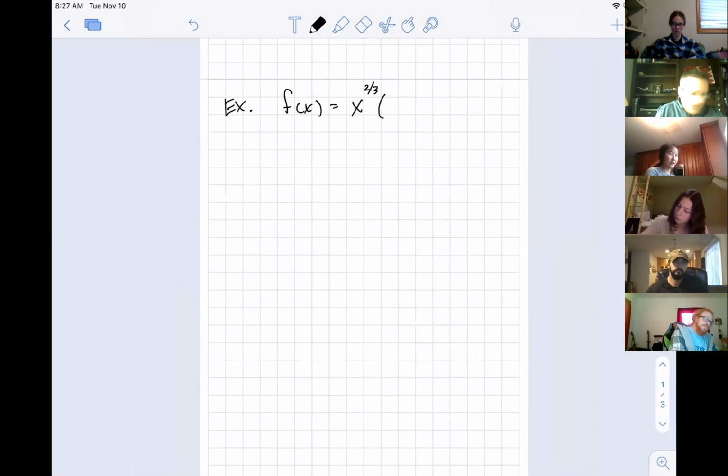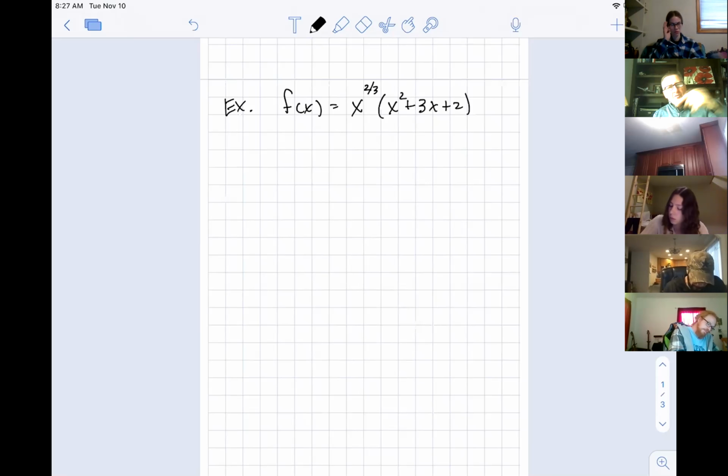X to the 2/3 times... and I spent some time playing with this to get a graph that has some interesting behavior to it. This graph's got pretty interesting behavior. And of course, I could have distributed that x to the 2/3 inside. And as far as taking a derivative is concerned, that actually might be an easier thing to do. I'm going to go ahead and leave it the way it is to take its derivative.